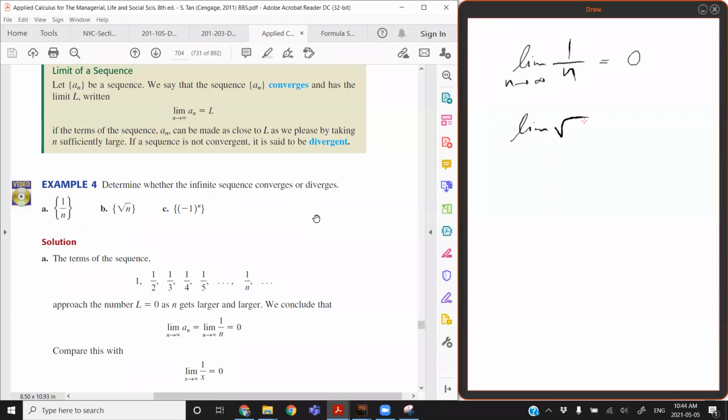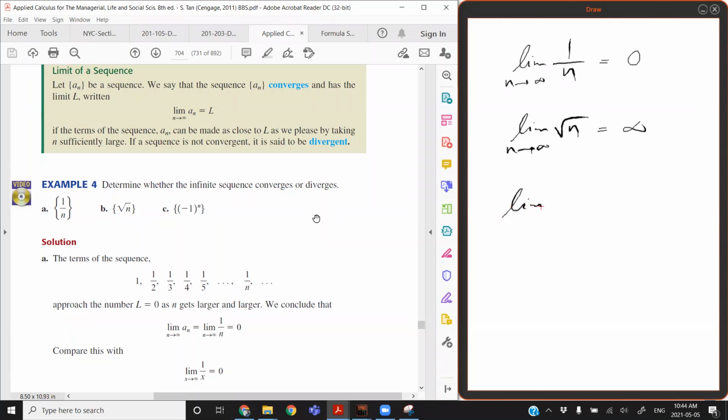But when you look at the next one, it's going to be root 1, then root 2, then root 3, then root 4. It keeps increasing. It's like the function root x that goes to infinity as x goes to infinity. Same story here. Root n will go to infinity as n goes to infinity. So this sequence here diverges.